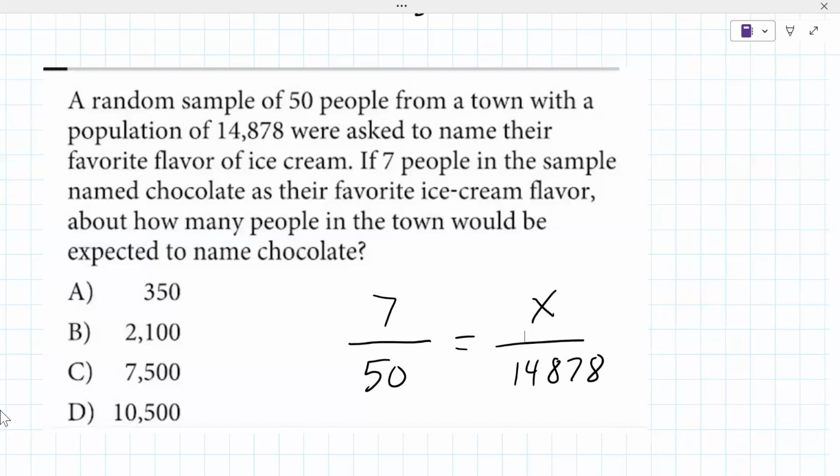Do you have an answer? I'm trying to do it on my calculator, and I think it's 2,100. Yes, it is. All right, let's take a short break. See you back at 7:32, okay? Okay.